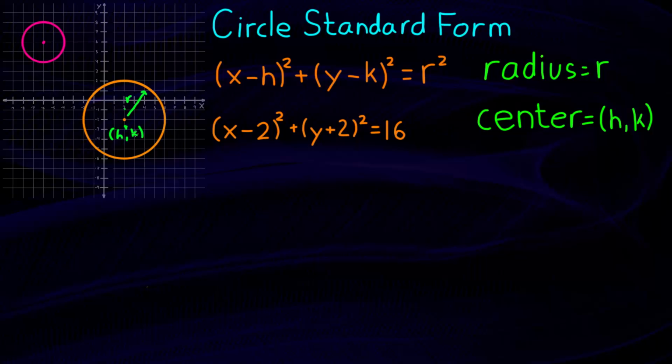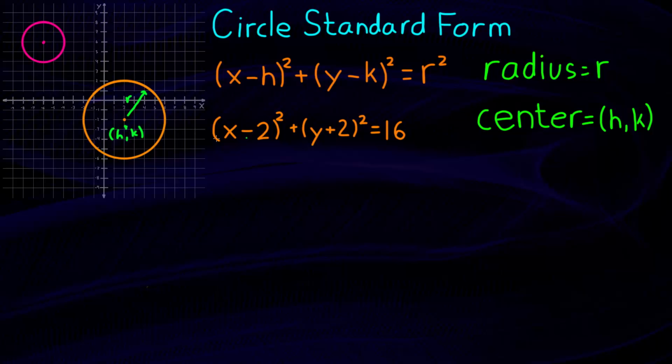So what is the equation for this one? First let's look at what h is, because we're just going to go from left to right. h is positive 2 for x. I'm going to quick draw that and then delete it. We can see that it lines up here with x equals 2. So x minus 2, because h is 2.